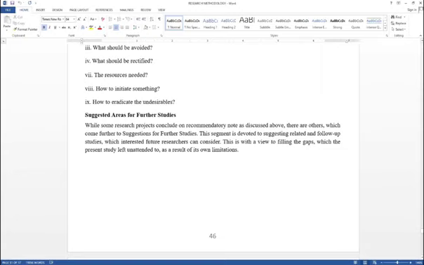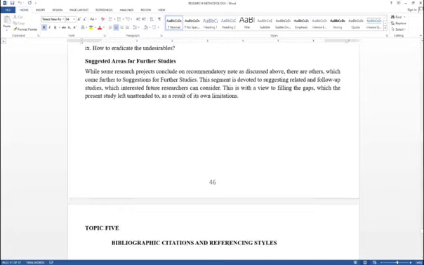This is with a view to filling the gap which the present study left unattended to as a result of its own limitations. You know, studies, of course, we are human beings. Studies will definitely have their limitations. So if those limitations really brought in serious gaps, future research on it can help to fill up those gaps. Okay.